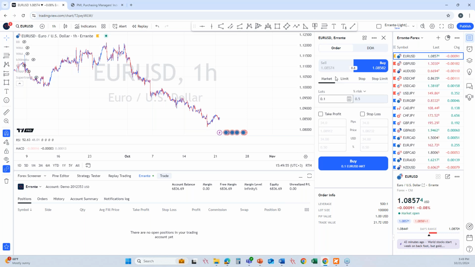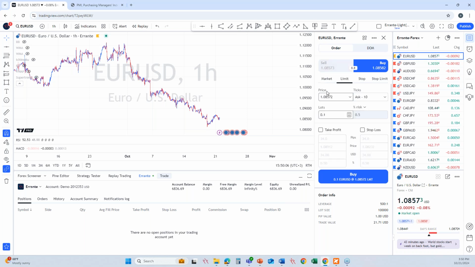A limit order allows you to specify a price at which you are willing to buy or sell. So the order will only execute when the market reaches your set price. And going through this, you can set all the prices you want. And it's really important to note that all sell orders are filled with bid prices, and the buy orders are filled with ask prices.